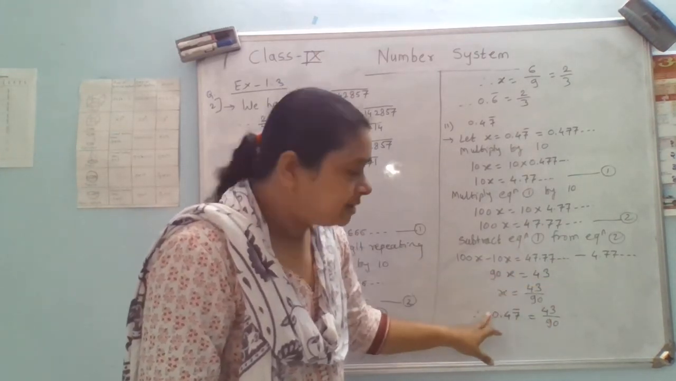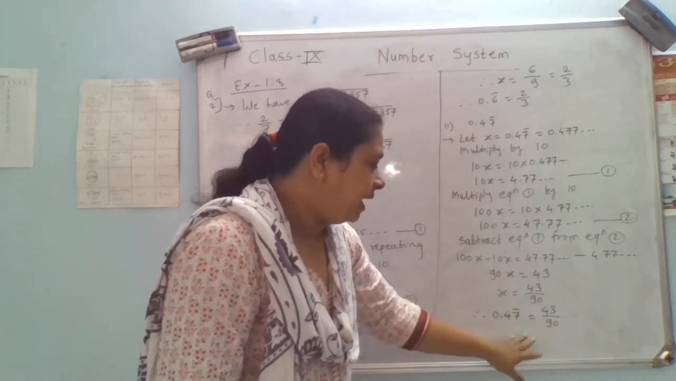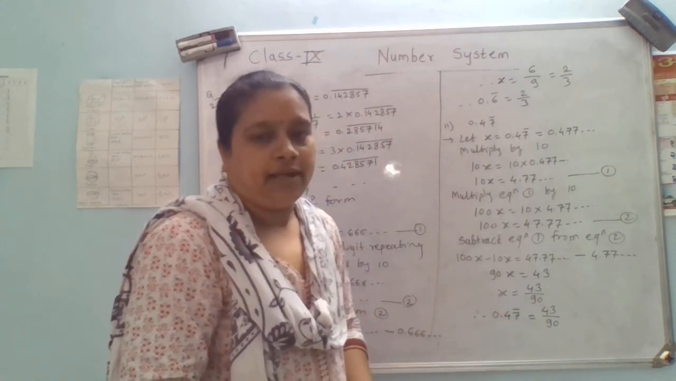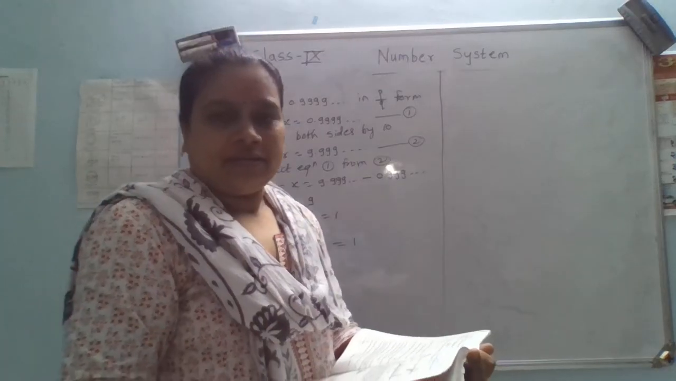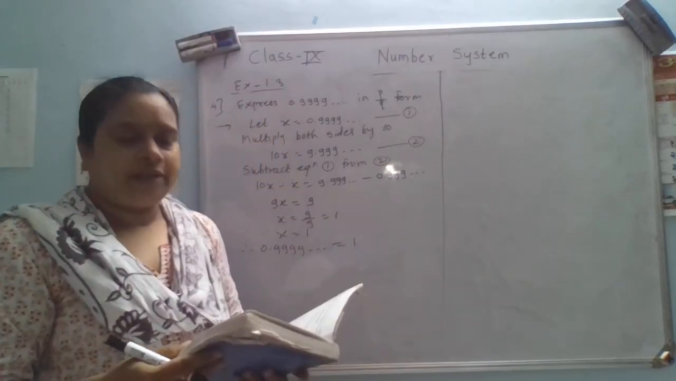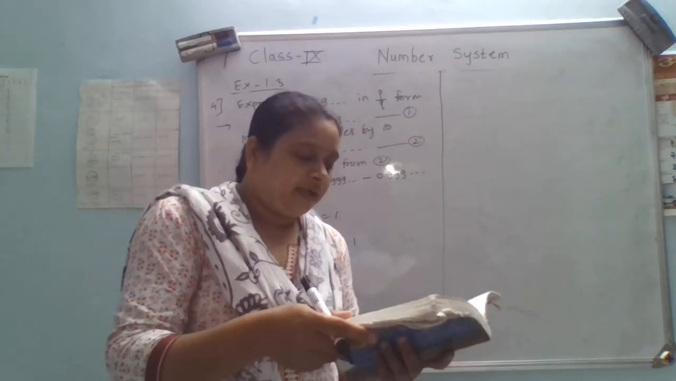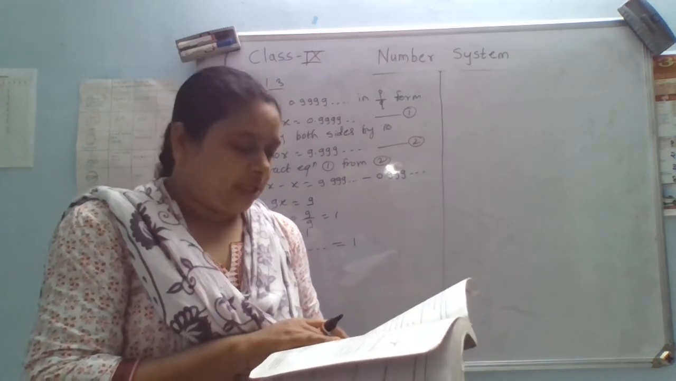We have to find x. X on one side, then 43 upon 90. It is not reducible. So as it is, 0.47 is equal to 43 by 90. This is the P by Q form. Okay. Same way you can solve the third sub question from question number 3. After the decimal point there are three digits, so you have to multiply by 1000.